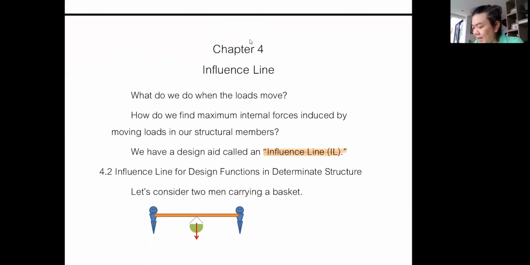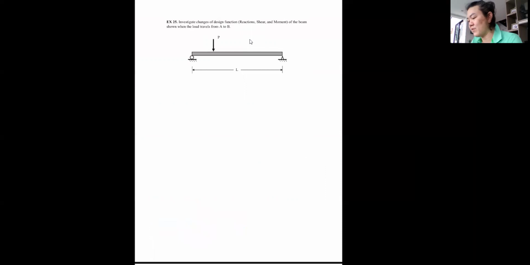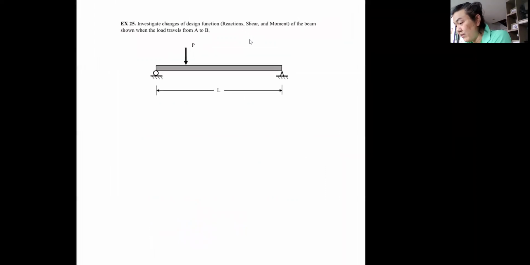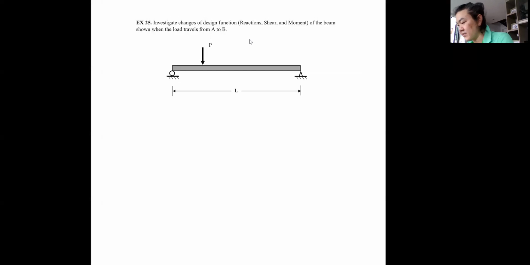Okay. So we can start off by considering two people carrying a bucket of load, and maybe you can move this bucket of load around. It doesn't have to be in the middle, and maybe getting closer to one guy or another. Now we are going to investigate the change of design function, reaction, shear force, and moment of the beam when we have the load that moves from A to B.